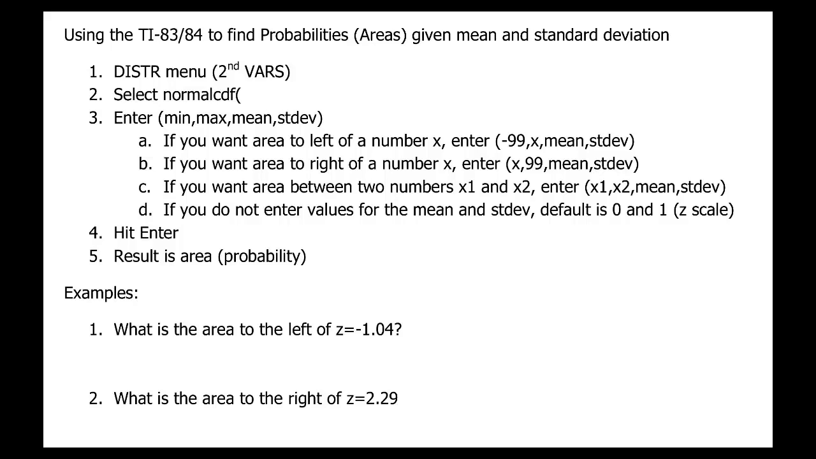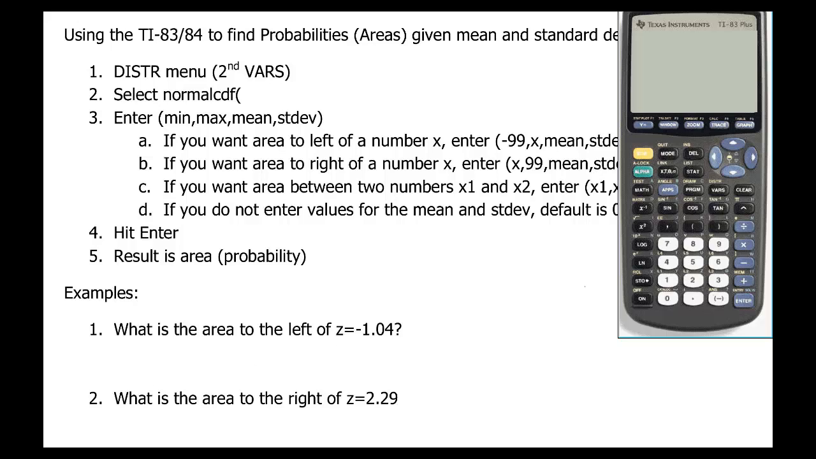So in your calculator, this is going to be in your distribution menu. So second vars for the distribution menu, and we're going to be using normalcdf now. So normal cumulative distribution, normalcdf. What you enter, so when you have this screen, what you enter is the minimum value in your problem, the maximum value in your problem, the mean, and the standard deviation.